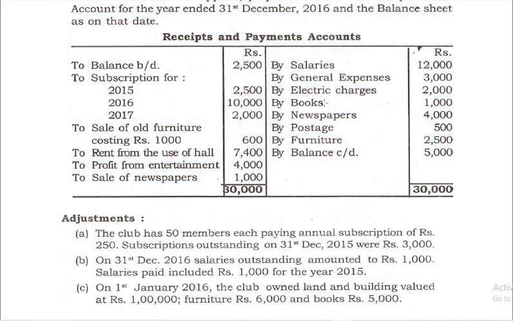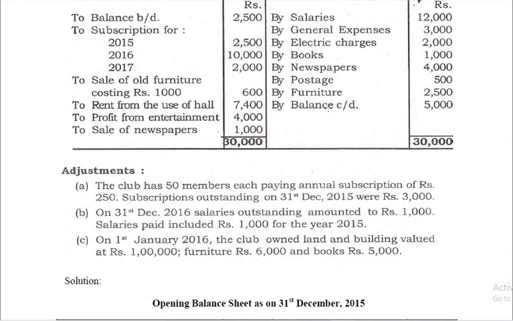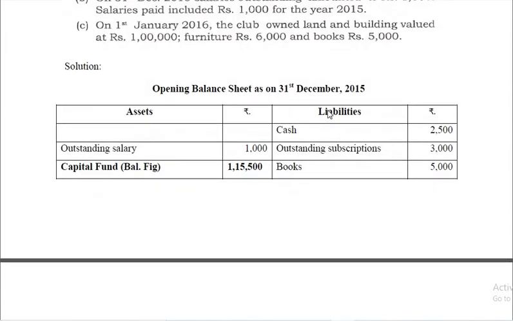Books is a capital item, so it will come to the balance sheet as an addition to the opening balance. Newspaper, revenue expenditure. Postage, revenue expenditure. Furniture, capital expenditure, will come to the balance sheet as an addition to furniture. To the opening balance, you have to add this, and then the book value of furniture sold should be deducted. Then balance carried down is nothing but the closing balance of cash. This will come to the closing balance sheet. So I have explained everything.